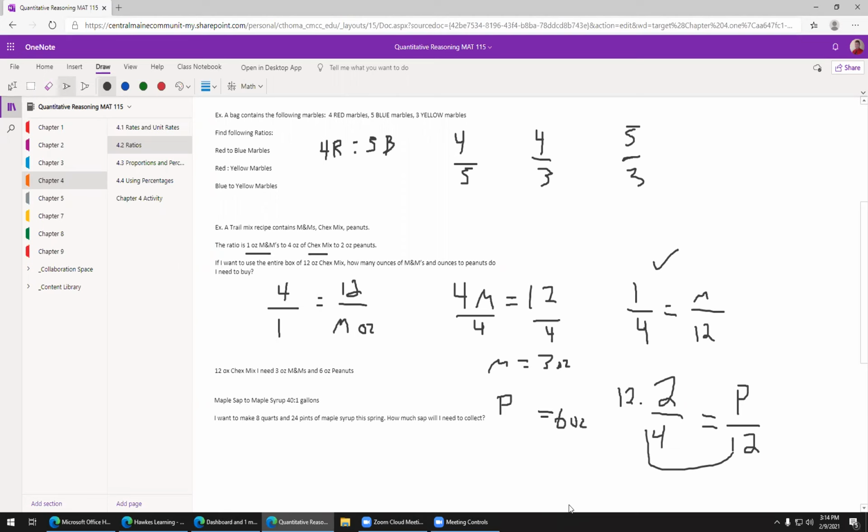Maple. So one thing I've done since I've retired from the Army and moved back to Maine here.